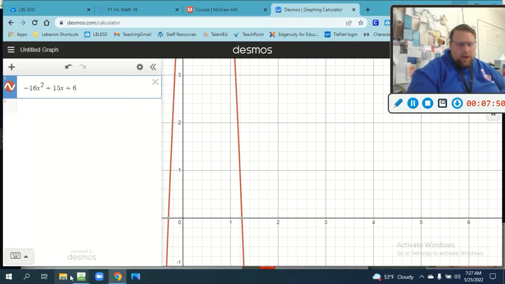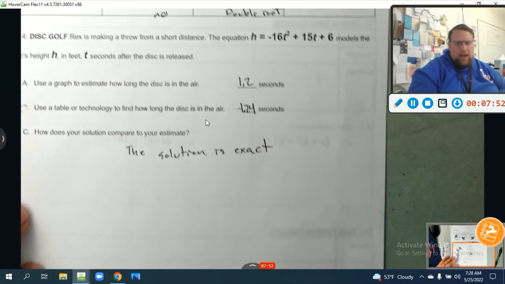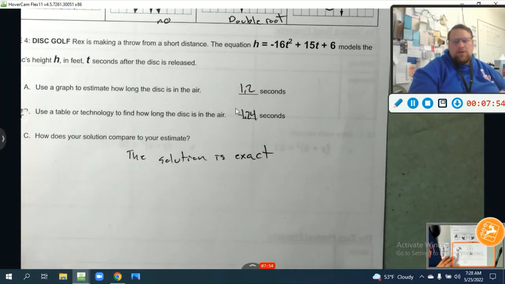So if we go back to your paper, here's what I have filled in. We guessed about 1.2. It's really 1.24, and the solution is exact. It's more precise.